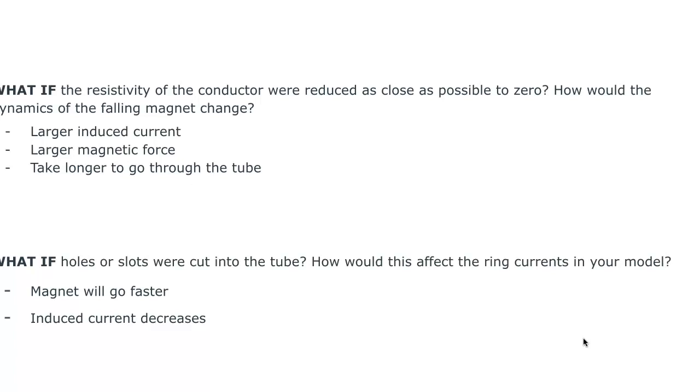And if holes or slots were cut into the tube, the magnet would actually go faster because the induced current decreases. There are fewer interactions between the magnet as it's falling down the tube and the tube itself.